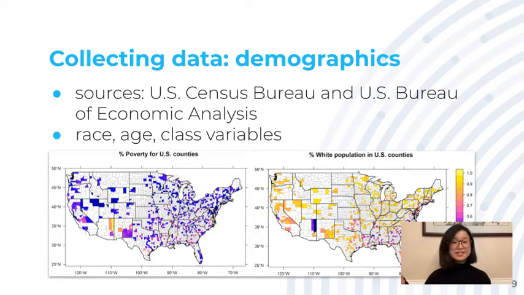Next, I had to find demographic data, which I found from the US Census Bureau and the US Bureau of Economic Analysis, and I looked at a bunch of race, age, and class variables such as poverty, median household income, percent minority population, people over 60, everything like that.